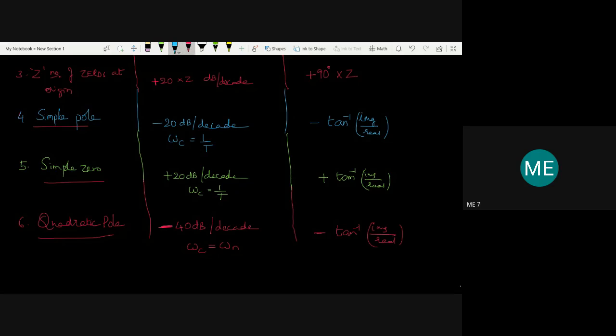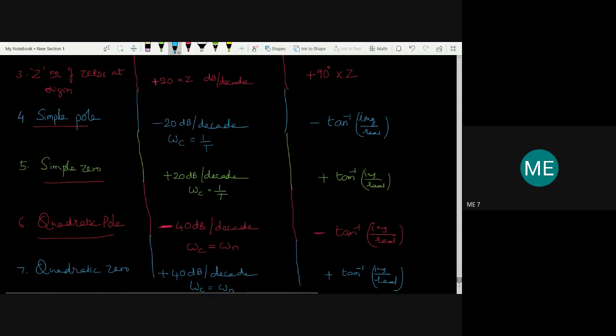Similarly, we get it for the quadratic zero. These are the different factors which we have discussed in the previous classes. For the quadratic zero, the slope of the line contributes plus 40 dB per decade, and omega c is equal to omega n, and the phase angle is plus tan inverse of imaginary by real.